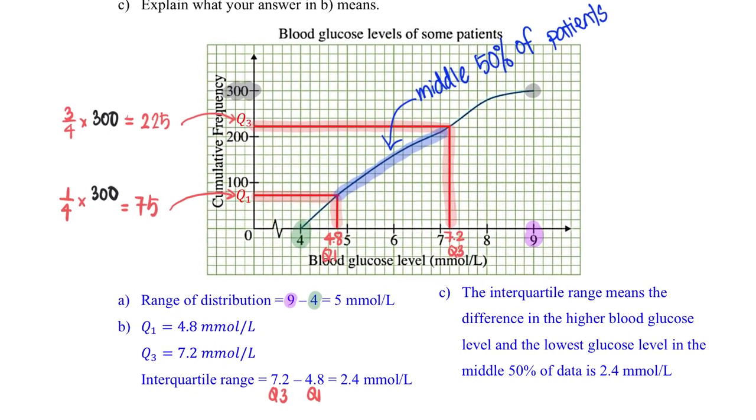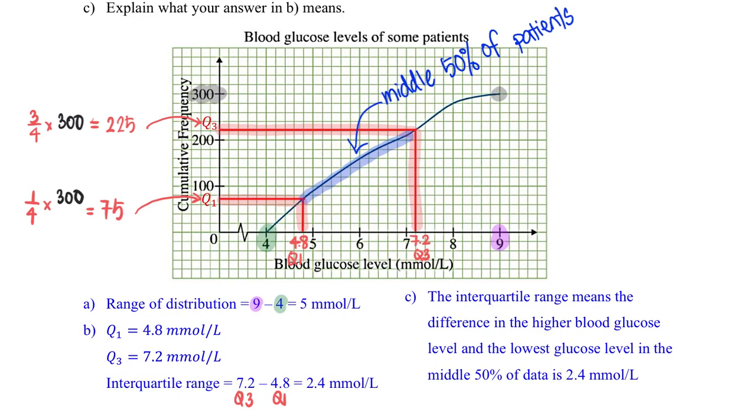Alright, so let me just put it here. To explain it simply, it just means that the difference between the upper or higher blood glucose level, which is our Q3, and the lower blood glucose level, which is my Q1, and this happens at where? The middle 50% is 2.4 millimole per liter.